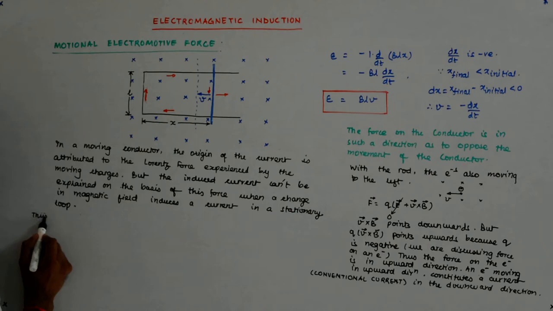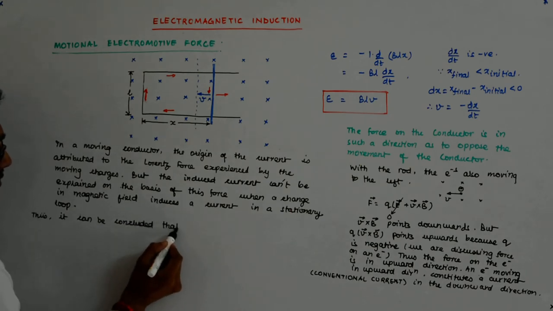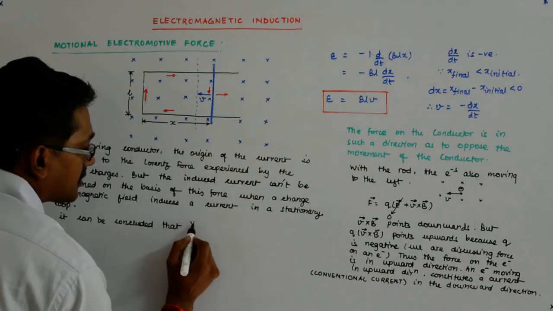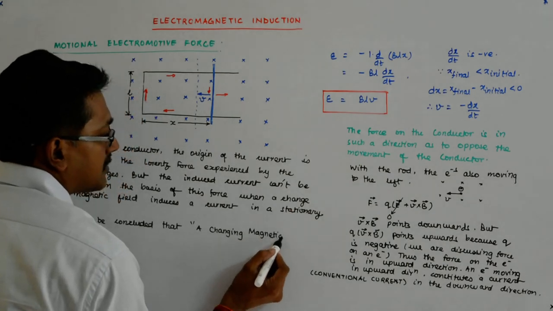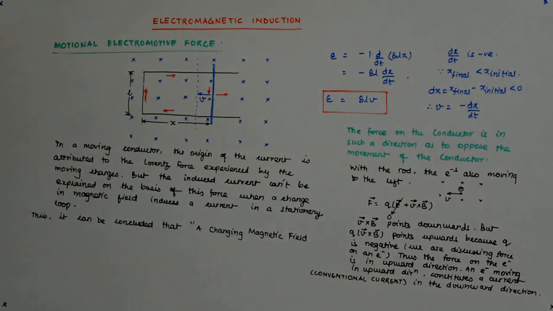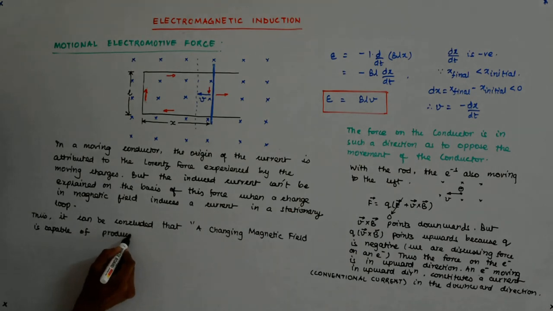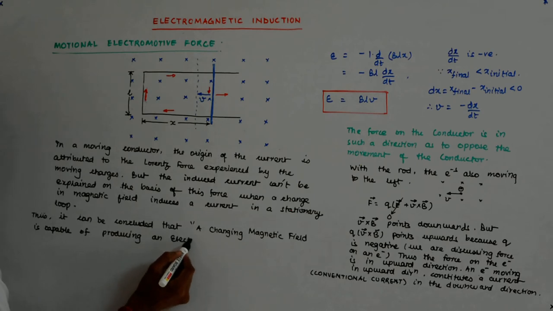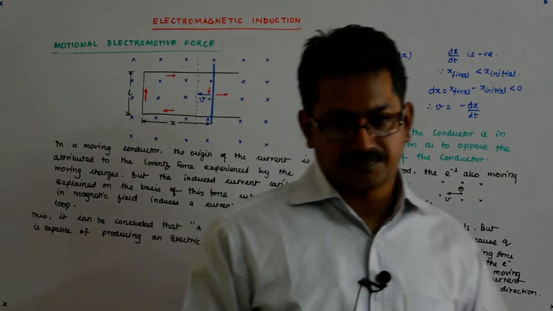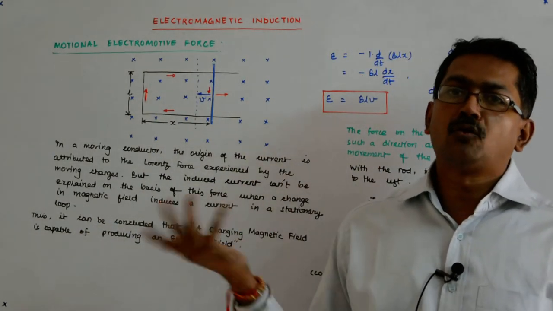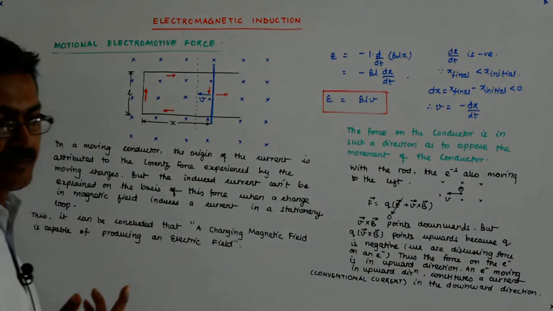So thus it can be concluded that a changing magnetic field is capable of producing an electric field. Wasn't that the law all along? No. This we realized there. The other one can be explained, right? In the motional one, it can be very well explained. But here, there is simply no way out. You just cannot explain by whatever concepts we have learned till now.